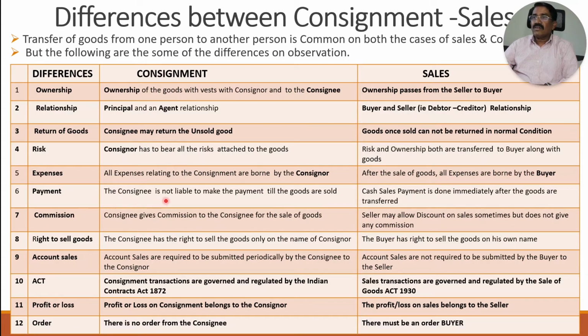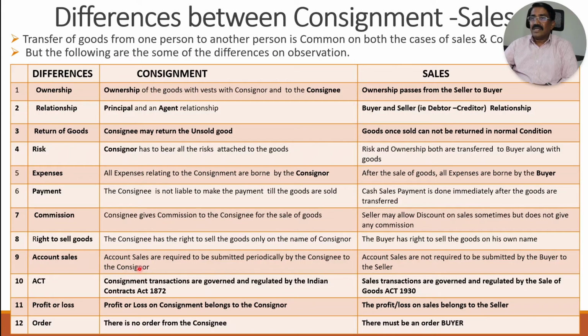Now payment. The consignee is not liable to make payment till the goods are sold. In cash sales, payment is done immediately after the goods are transferred. Commission. The consignor gives commission to the consignee for the sale of the goods. A seller may allow discount on sales sometimes but does not give any commission. Right to sell the goods. The consignee has the right to sell the goods only in the name of the consignor, but not in his own name. The buyer has the right to sell the goods in his own name because ownership is already transferred from seller to buyer.